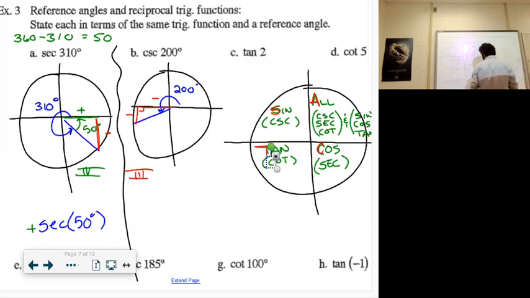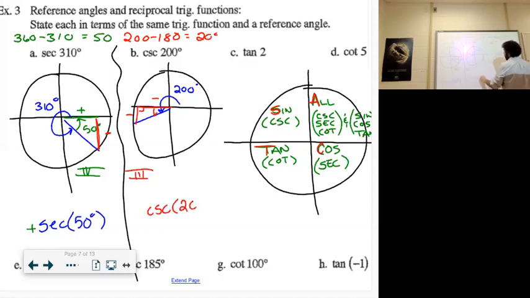So first is the reference angle. I have a 200-degree original angle, so my reference angle is going to be measured right there. So that's going to be 200 minus 180 degrees. That's giving me a 20-degree angle. So then I'll turn around and say cosecant of 20 degrees is the reference angle.